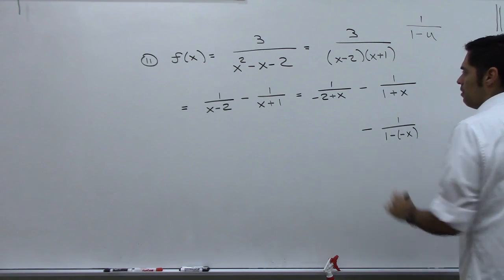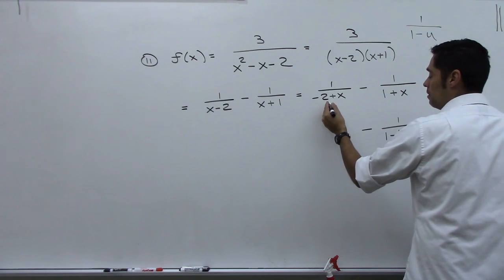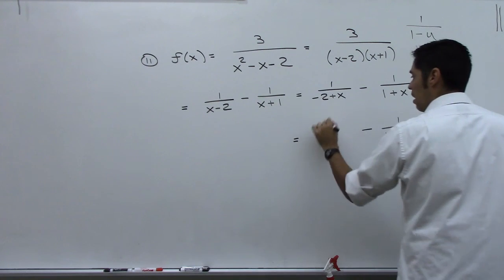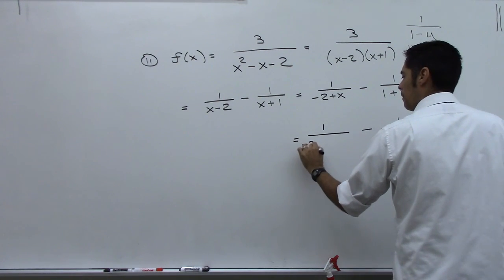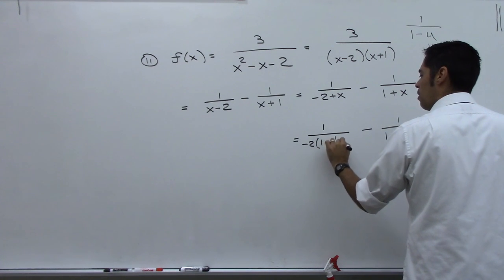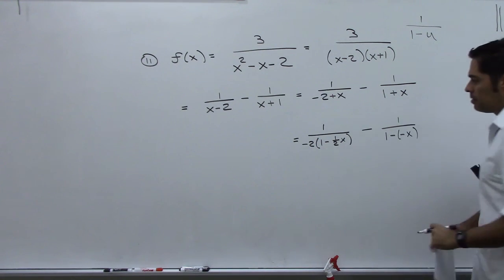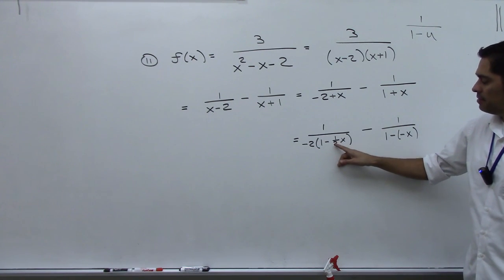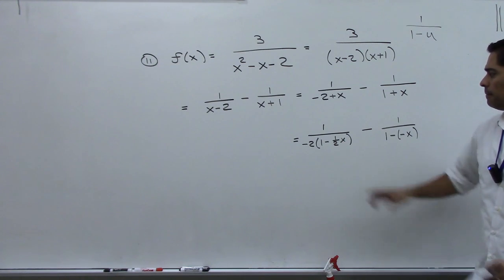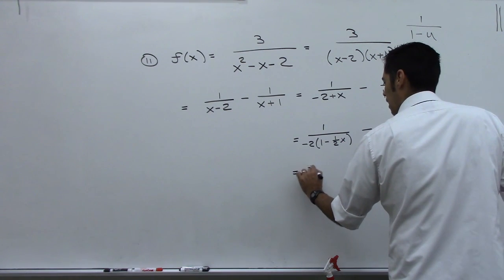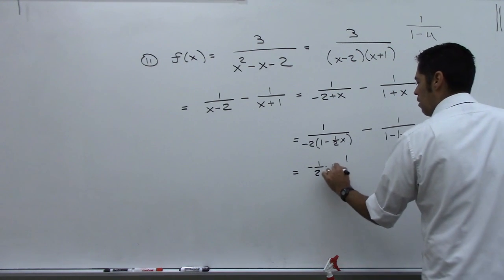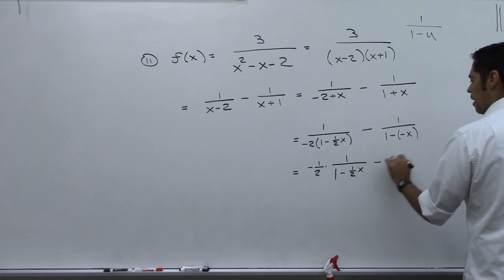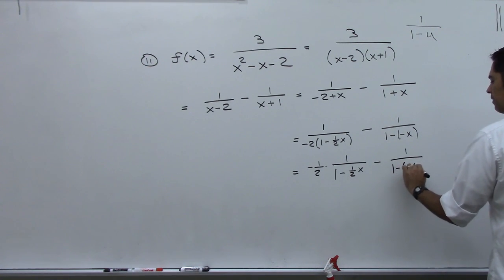All right, minus. Over here, though, let me factor out a negative 2. If I pull out a negative 2 on the bottom, I get a 1 minus 1/2 x. Let's see if that works. Negative 2 times this is negative 2. Negative 2 times negative 1/2 gives me a positive 1x. That should work. So this is really negative 1/2 times 1 over 1 minus 1/2 x. And then this one is minus 1 over 1 minus negative x.